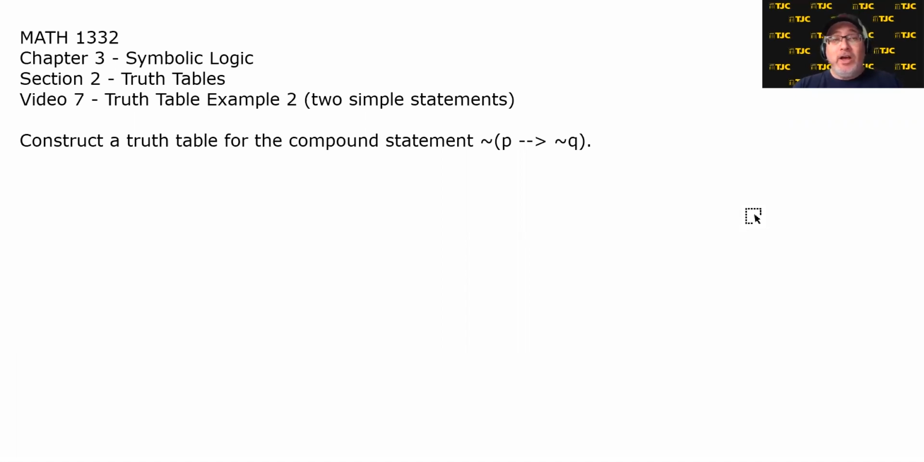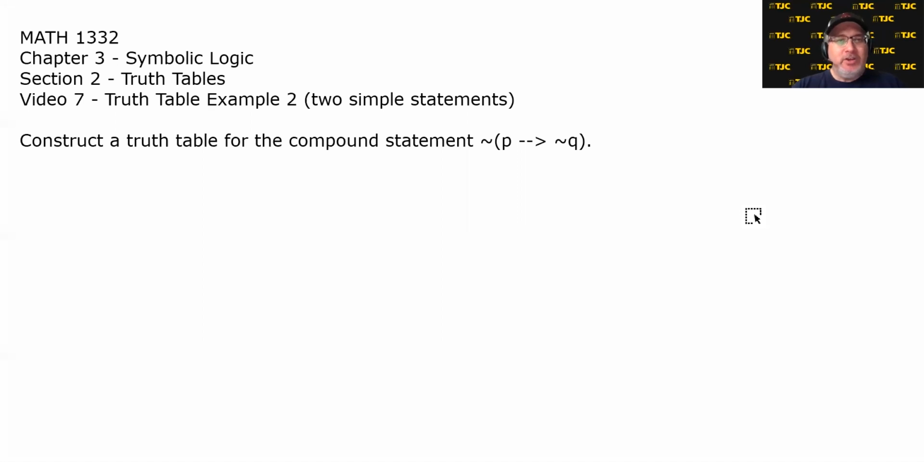All right, not a whole lot to talk about at the beginning here. We've already done two simple statement truth tables, so we're going to jump right into this third one and construct a truth table for the compound statement: the negation of the conditional P pointing to negation Q.